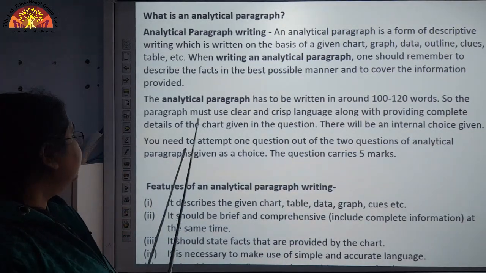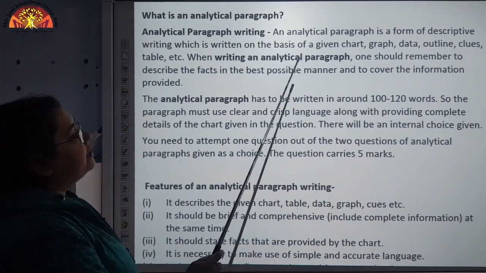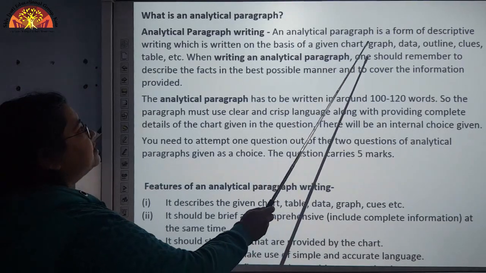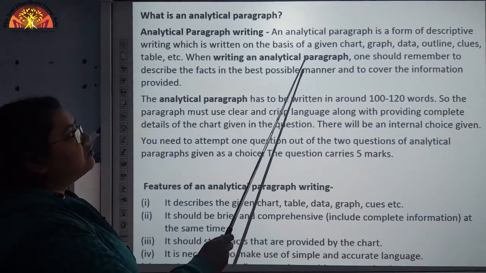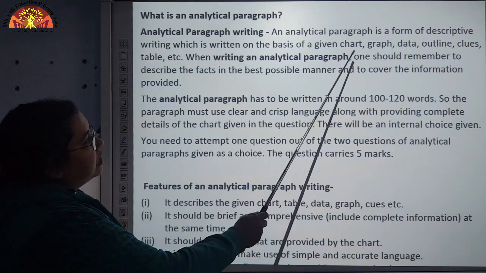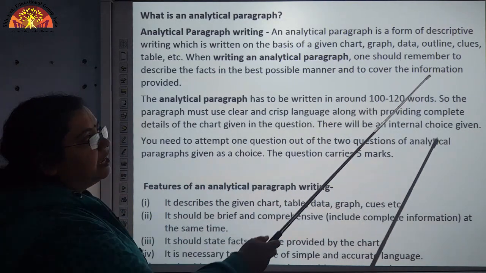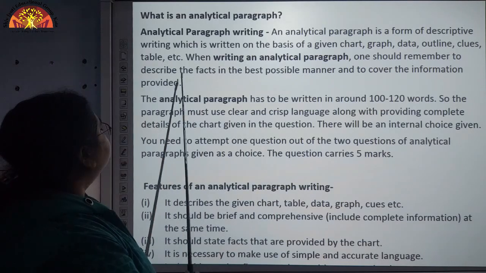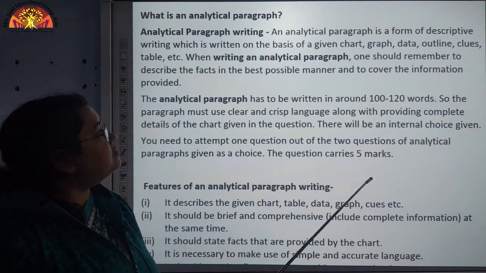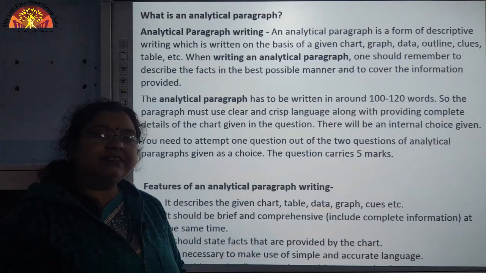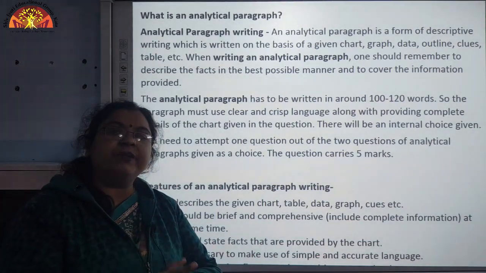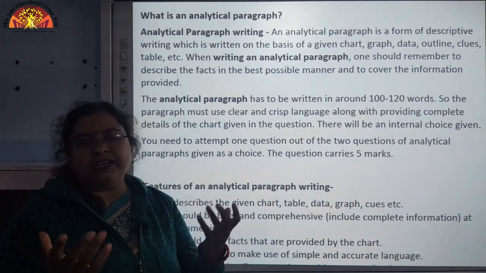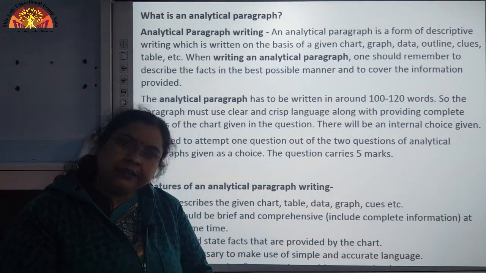So an analytical paragraph is a form of descriptive writing which is written on the basis of a given chart, graph, data, outline, clues, table, etc. So students, first of all you have to understand that it is paragraph writing, and analytical paragraph means you have to analyze the data which has been shared with you in the question.